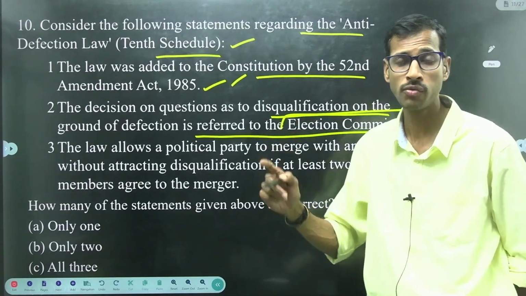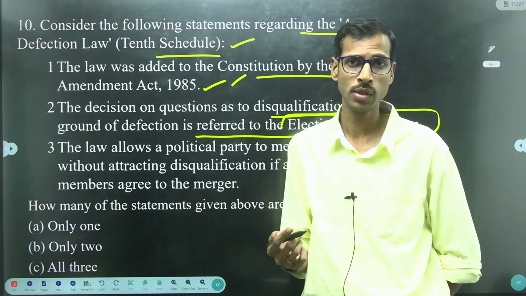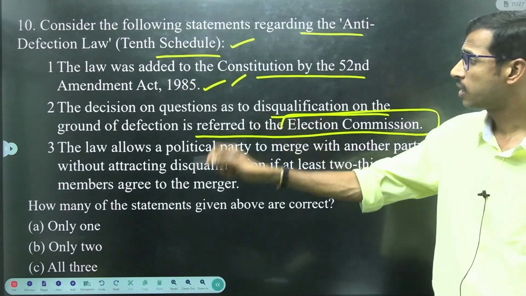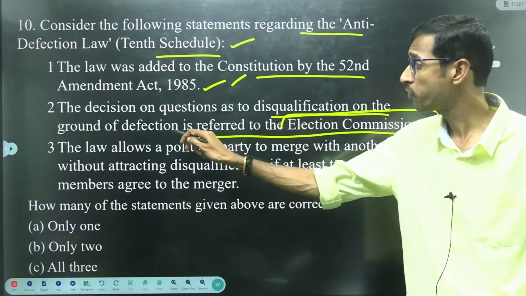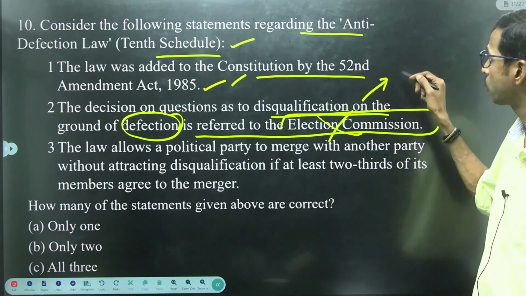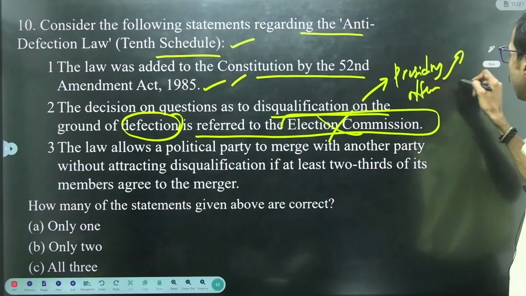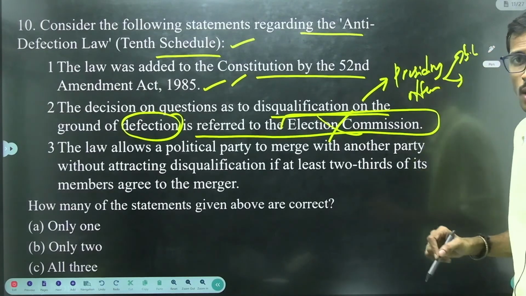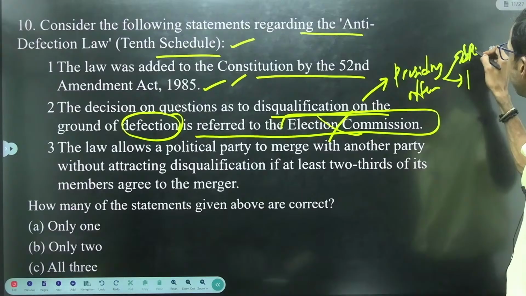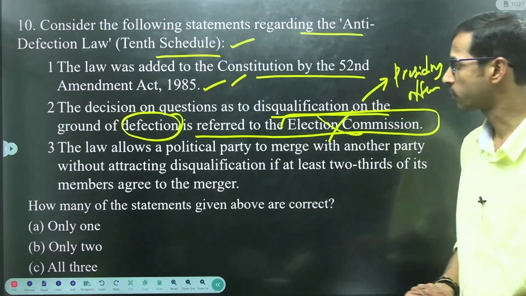We have to carefully focus on these keywords, especially regarding polity. Why? Because there is a lot of confusion between provisions, powers and functions, rules and regulations, etc. So here, the decision on questions of disqualification on the ground of defection is referred not to the Election Commission but to the presiding officer, of both the state legislature and Parliament. Coming to Lok Sabha, that is the Speaker; in Rajya Sabha, that is the Chairperson. Both are presiding officers of the two houses, right?